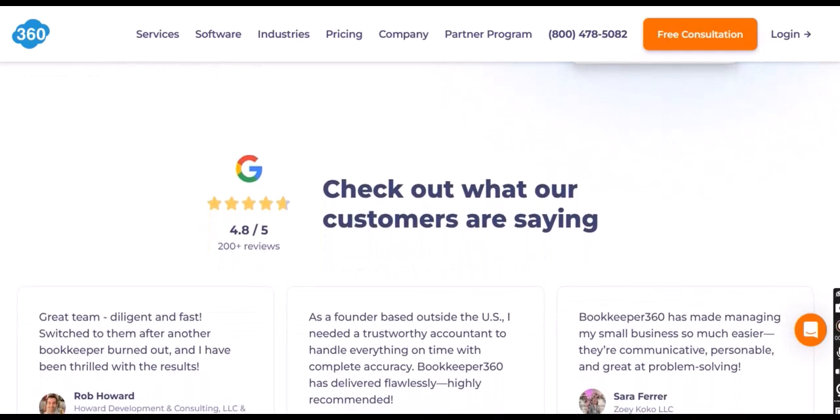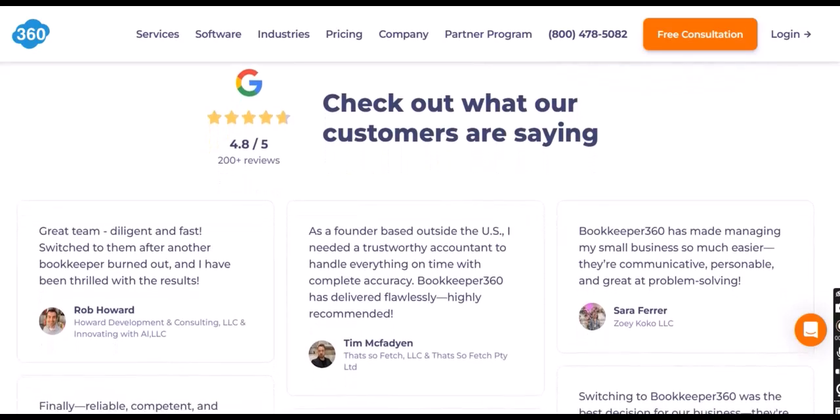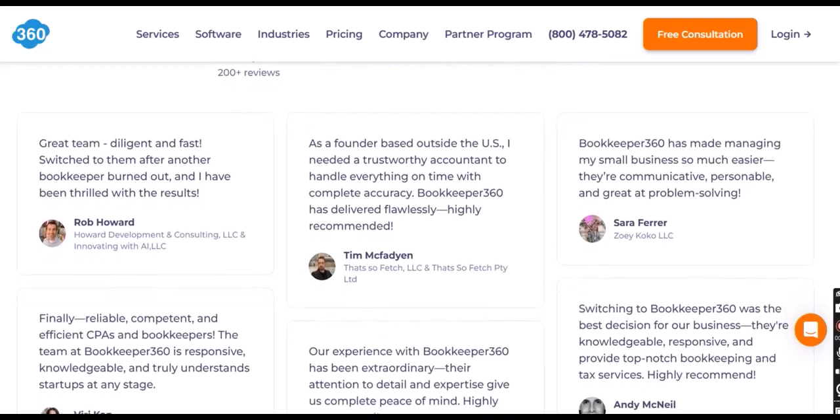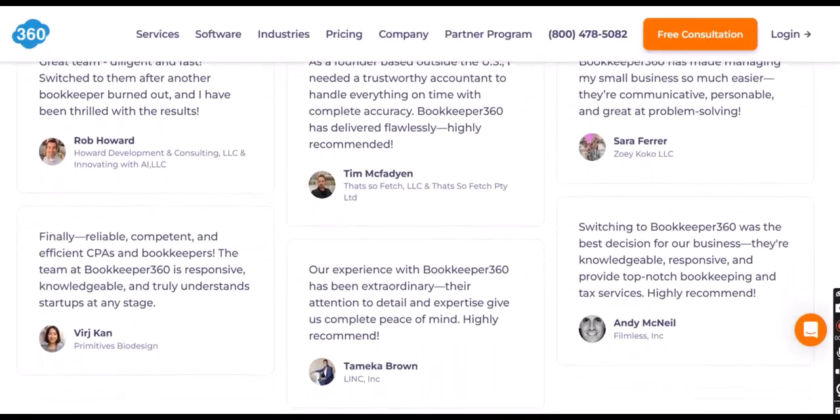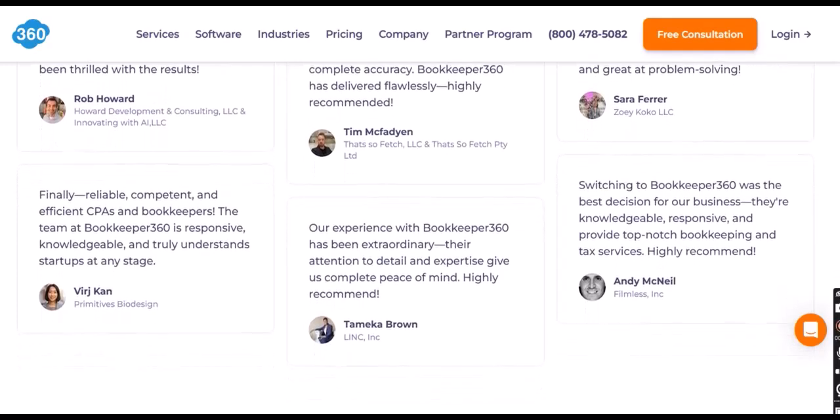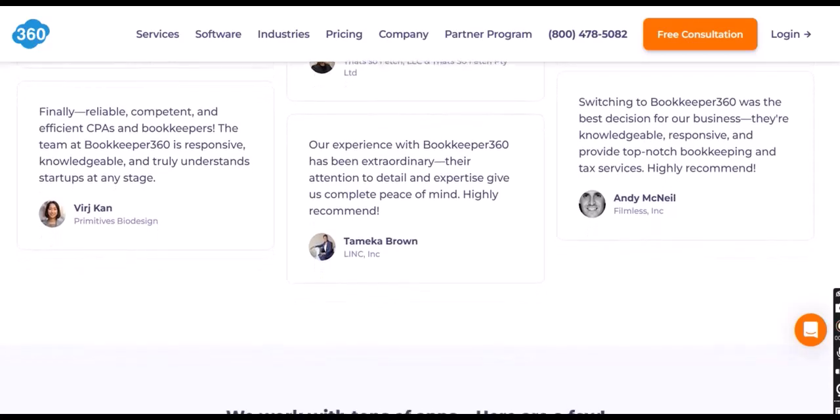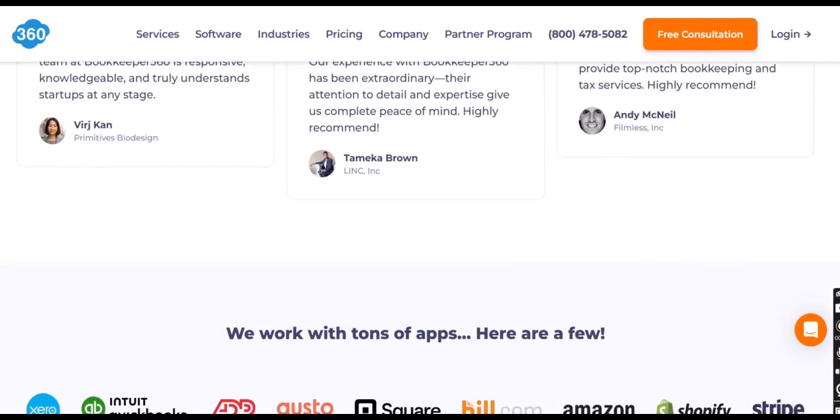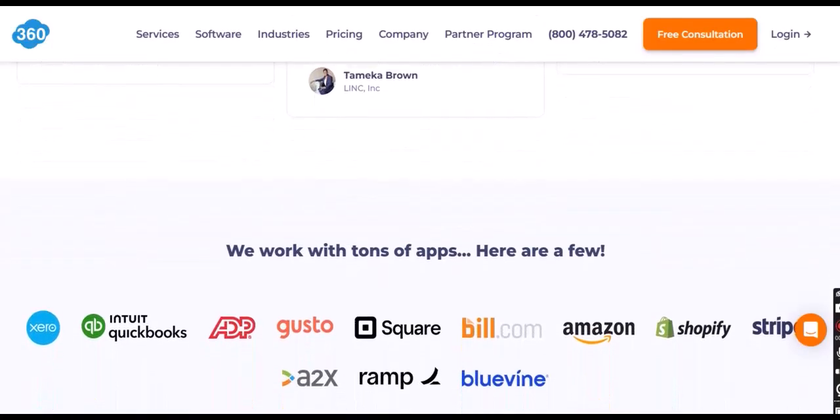Bookkeeper 360 isn't a calculation or a formula. It's a service and software platform. Therefore, the question isn't about calculating Bookkeeper 360, but rather about understanding what Bookkeeper 360 is, how its services are structured, and what benefits it offers. It's about grasping the value proposition of a modern, comprehensive financial solution. Let's demystify Bookkeeper 360. What exactly is Bookkeeper 360?